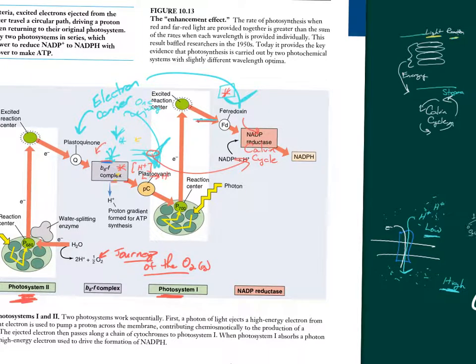Do you need to know all these electron carriers? No. You don't need to know any of the ones I've mentioned thus far. But you do need to know the next one. What you see here is another enzyme, and this enzyme is going to take NADP plus hydrogen and make what? NADPH. This is the carrier you need to know.